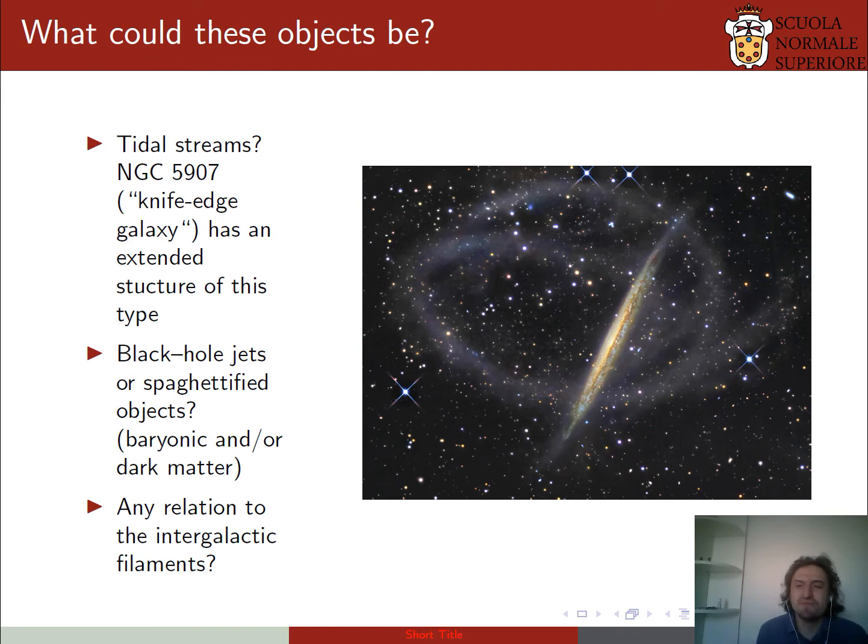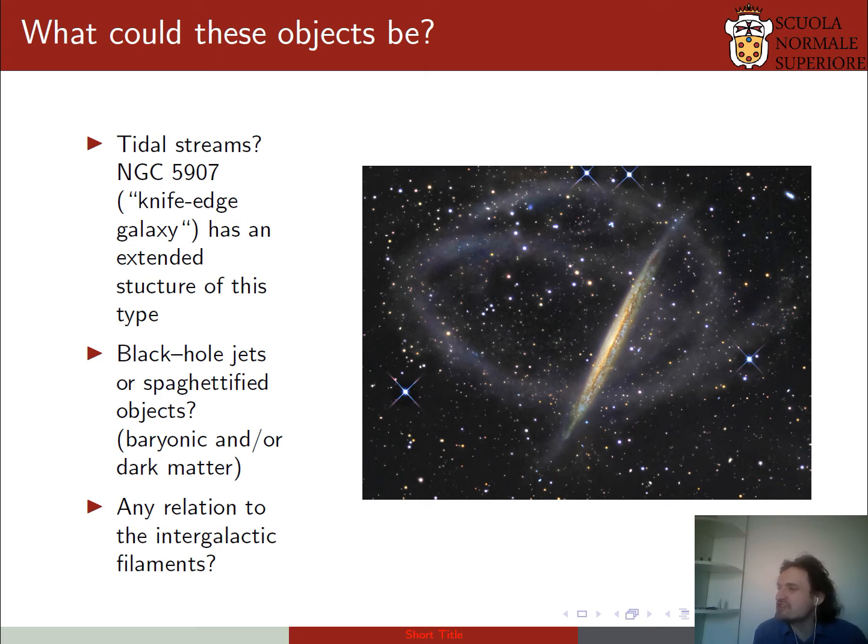Now the question is, if these filaments at the center of galaxies do really exist, what could they be? First of all, they may be interpreted as astrophysical objects like tidal streams. For example, NGC 5907 is known to host a tidal stream, or polar rings, as is the case for another galaxy. Then they could be jets of relativistic particles produced by the magnetic fields in the vicinity of a black hole, or spaghettified matter distributions.